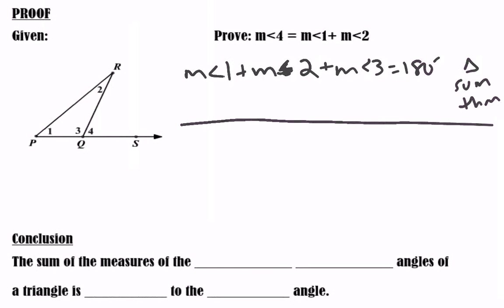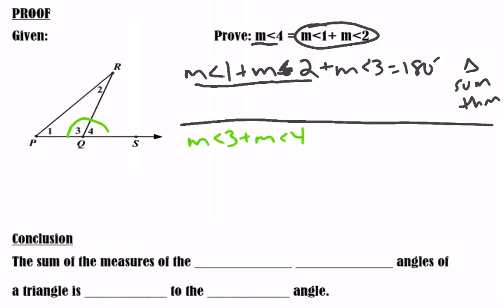Now I can help to look, where do I want to go? I want to go to measure 4 is measure 1 plus measure 2. So I already have measure 1 plus measure 2. So what would help is something to do with 3 and 4. Well, if you look at 3 and 4, what are those making? Those are making a line. So I know that the measure of angle 3 plus the measure of angle 4 equals 180 because they are linear pairs. Remember, when they form a line, it's called a linear pair. So the linear pair theorem lets me say that they add to 180.